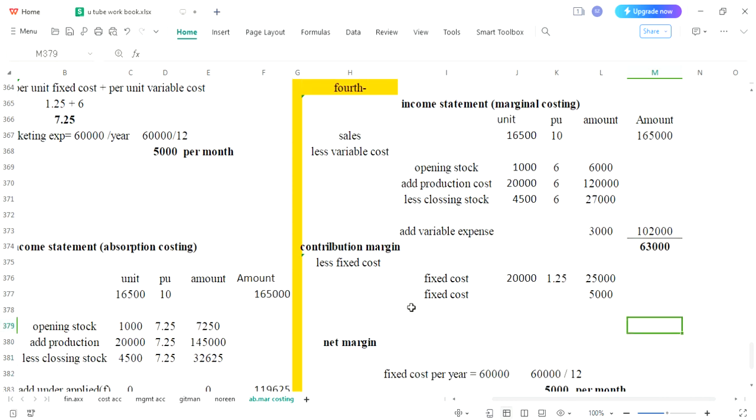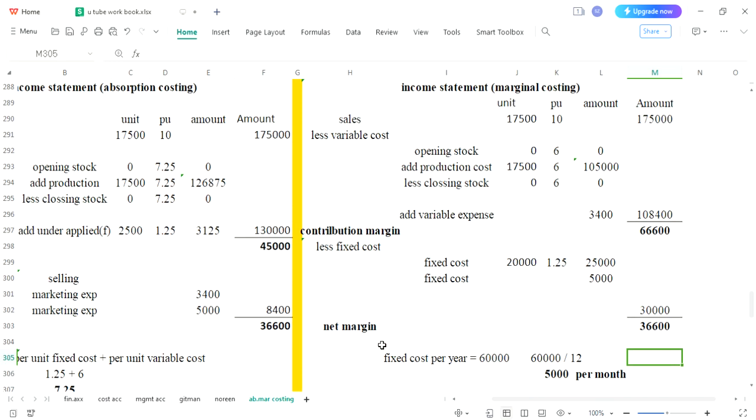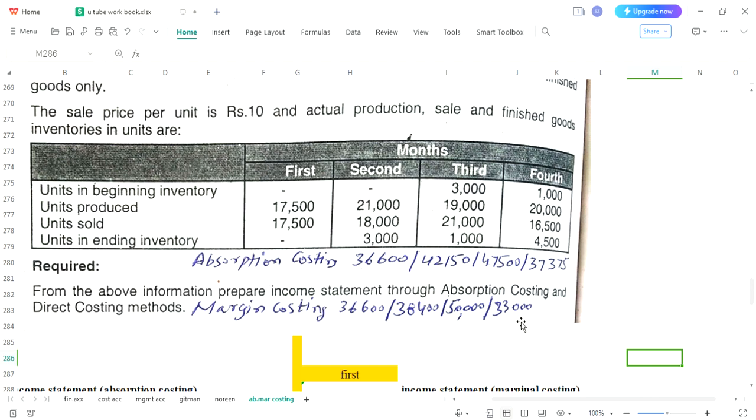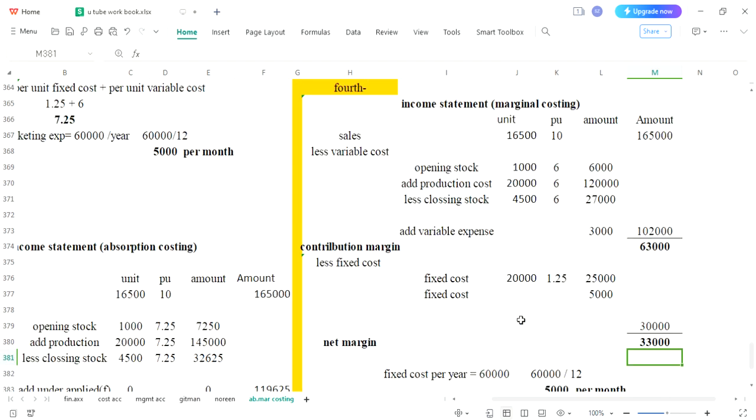It's time to see your fixed cost, having two elements. First 5,000, and then you need to add 25,000, the second element. Total fixed cost 30,000. We will now calculate our net margin, which is the difference between contribution margin and fixed cost. Contribution margin 63,000. You will subtract your fixed cost, which is 30,000. So in this way we have net margin as 33,000. Let's check it out. So here is the fourth answer, 33,000, and we have completed our fourth part.